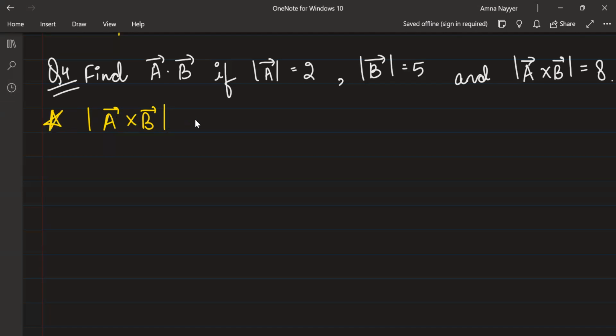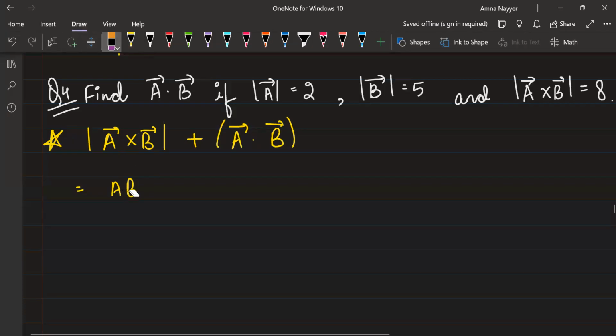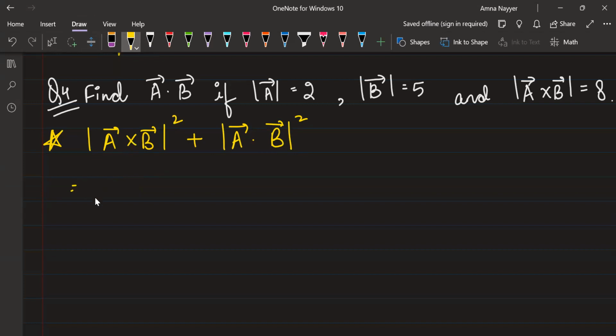If you have A cross B and you're adding it to A dot B, look what we'll get. Let's take the square of the magnitudes, directly we'll get the answer. If I am adding the square of their magnitudes, cross and dot, now look, how will we write this? Square of A, square of B, sine square theta here. Yes?